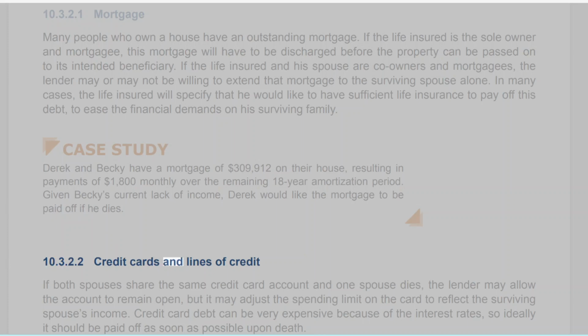10.3.2.2 Credit cards and lines of credit. If both spouses share the same credit card account and one spouse dies, the lender may allow the account to remain open, but it may adjust the spending limit on the card to reflect the surviving spouse's income. Credit card debt can be very expensive because of the interest rates, so ideally it should be paid off as soon as possible upon death.